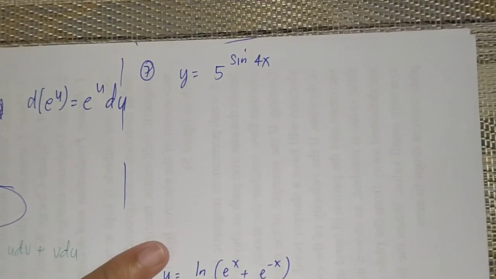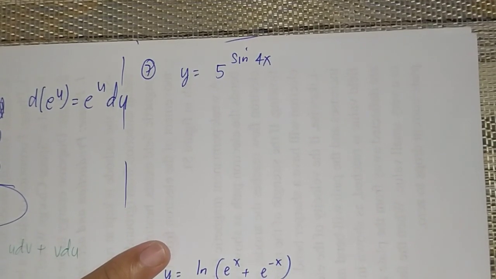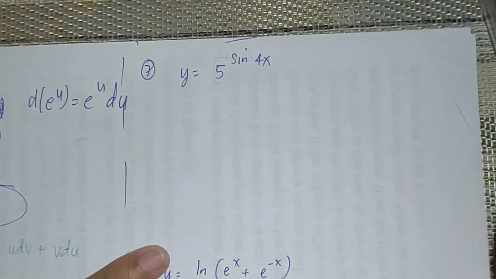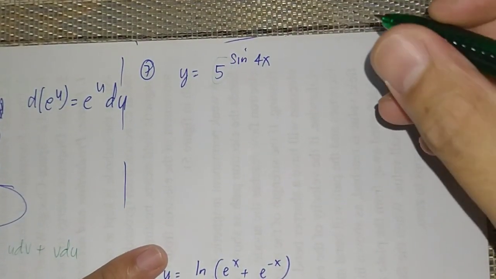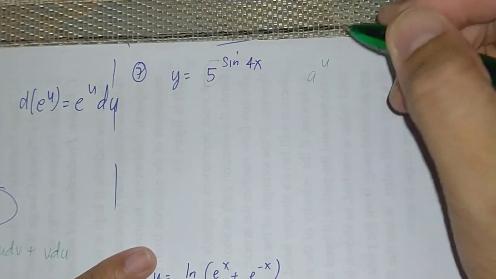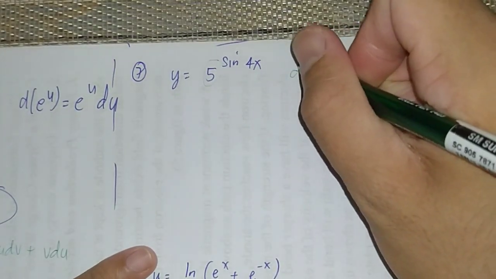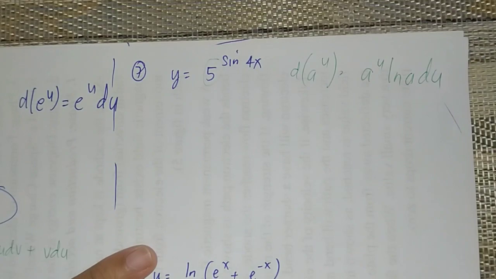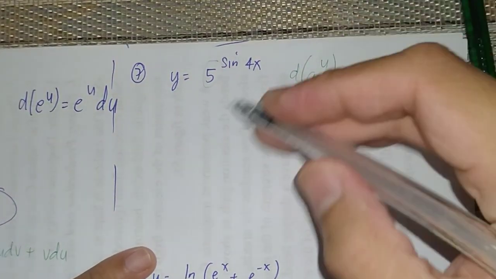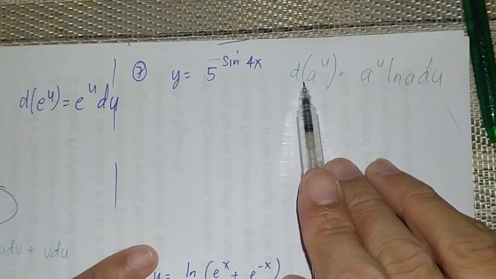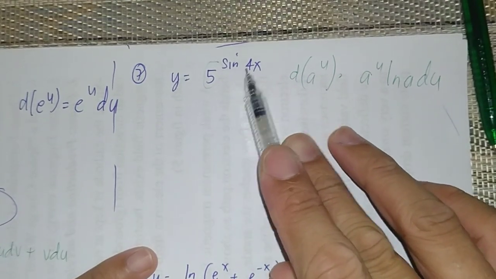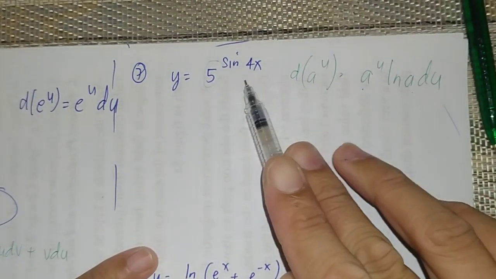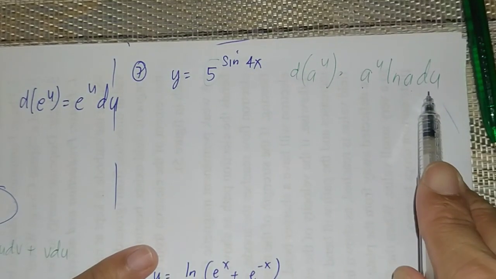Number 7, you have y is equal to 5 raised to sine 4x. So, this is 5, which represents any constant. So that represents your a, that is u. So derivative of a to the u is a to the u ln a du. So you just have to copy that a to the u. So since derivative of a to the u is simply copy a to the u ln of a, so ln of 5 times the derivative of sine 4x.